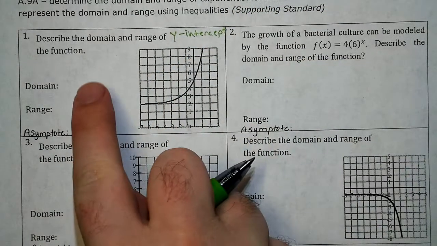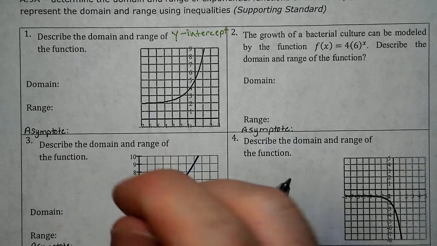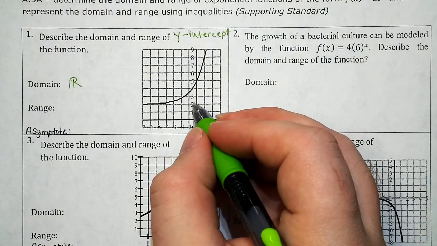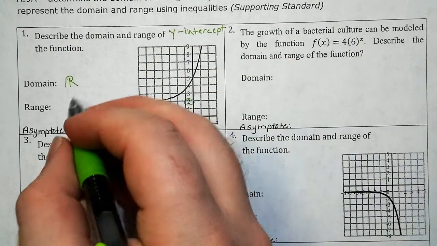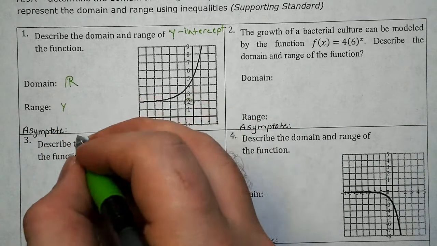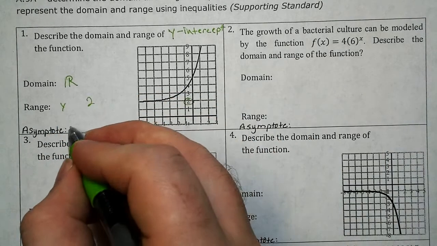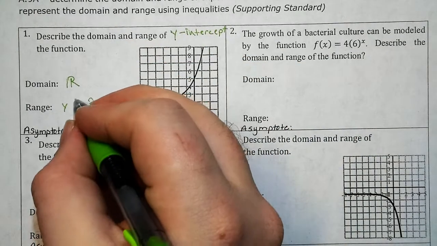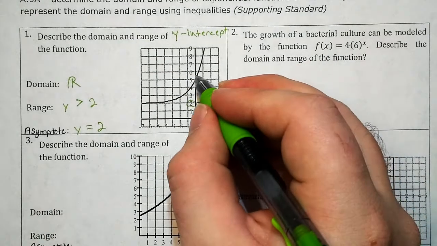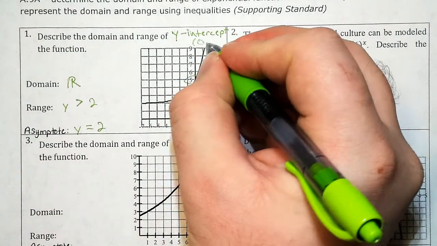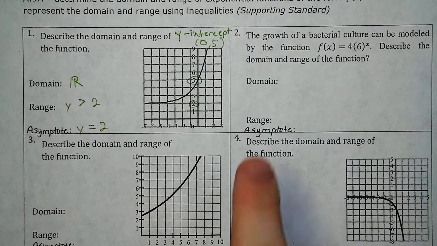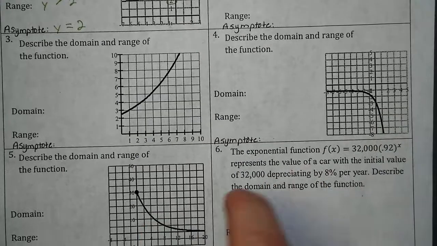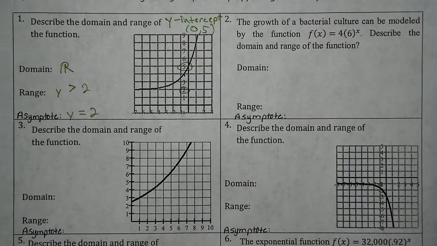So for example, in this first one, domain is always all real numbers. Your range, well, it goes from positive 2 up forever. So your y's are being compared to positive 2, which means your asymptote there is y equals that positive 2. They're above, so it's greater than 2. And now your y-intercept hits the y-axis at 0, 5. This is how you answer all the ones on your homework. You only have to do the ones that have graphs. You do not have to do the ones that are word problems, okay?